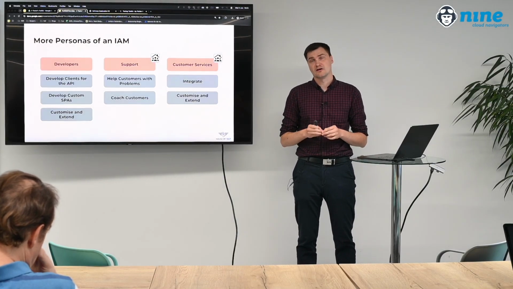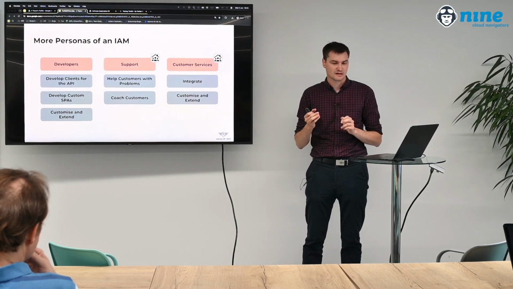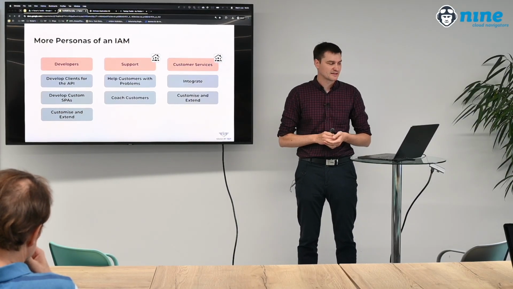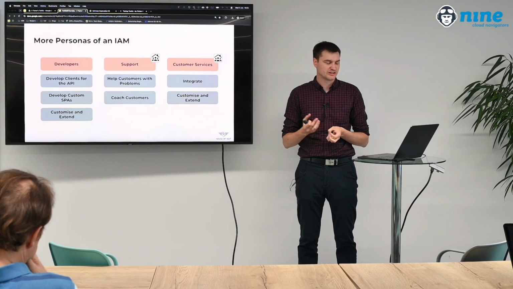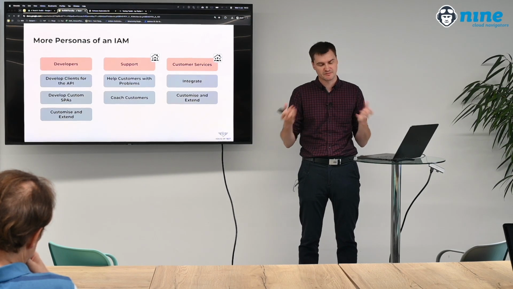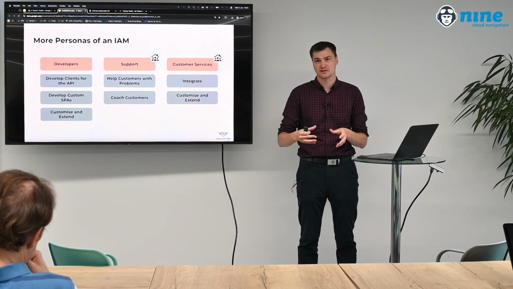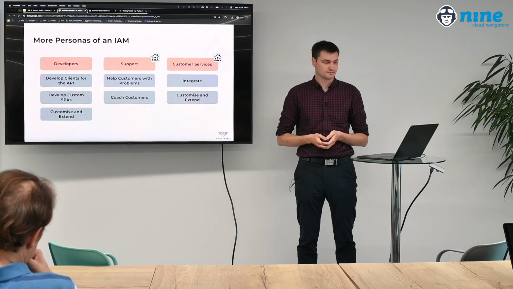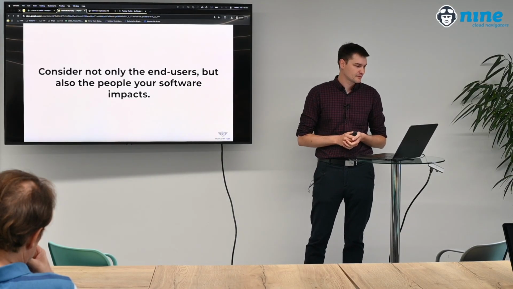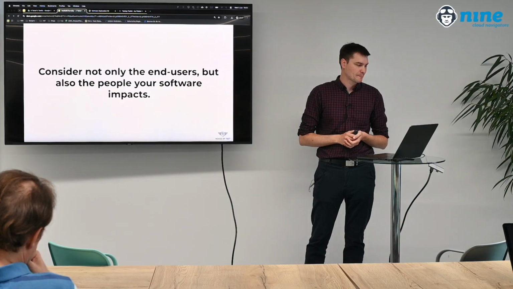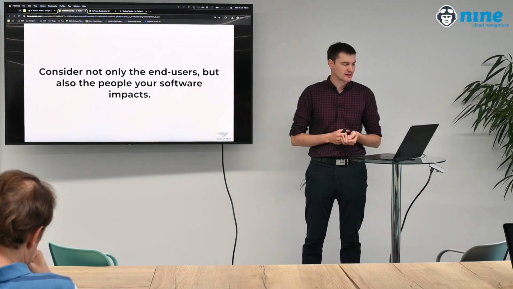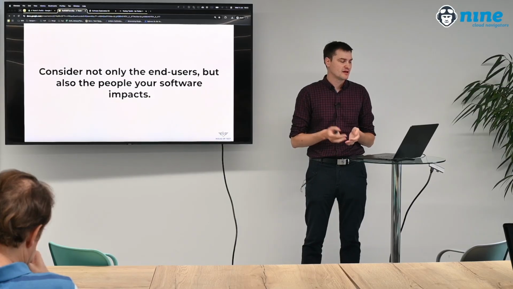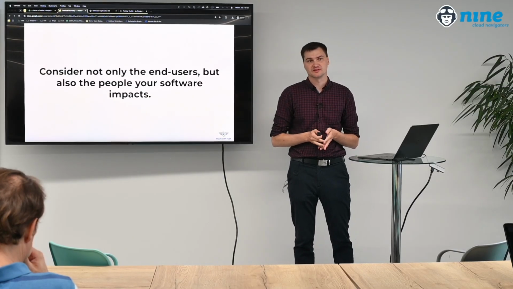So a lot of times personas are used for end users, but I think it's a missed opportunity to also think about the people inside your organization who work on the product and are relying on certain things there. So what I want to say is, consider not only the end users, but also the other people your software has an impact on.